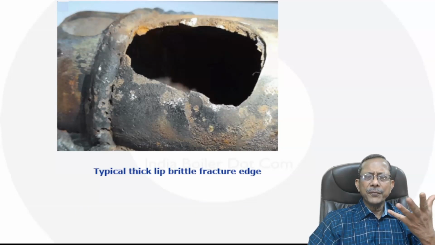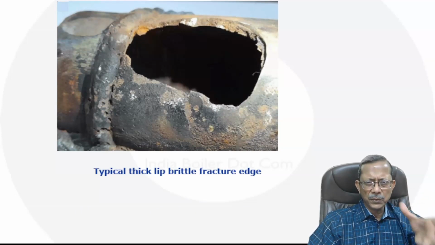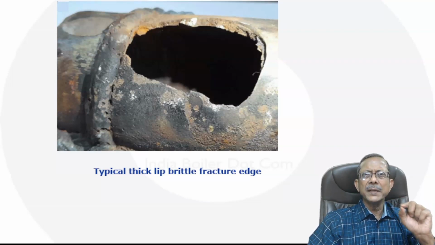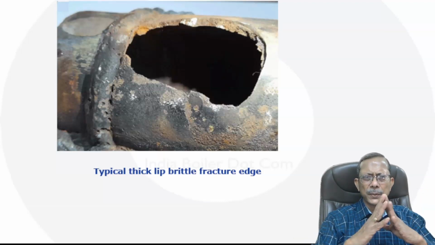Now, one of these failures, if you take a look at this, is a typical window type of opening with a brittle edge, right? Which is again a clear indication of hydrogen embrittlement problem. Okay, so hydrogen embrittlement problem was confirmed. There is no doubt about it.